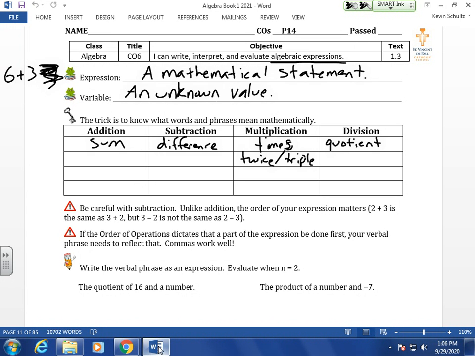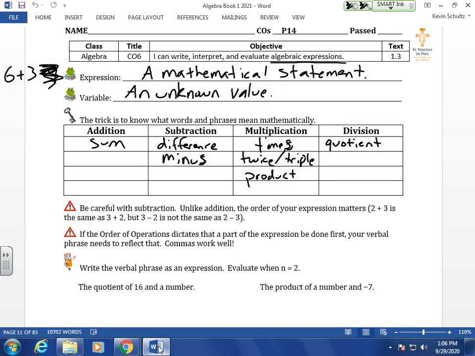Lily. Product for multiplication. Griff. Minus for subtraction. And there's actually two I want to make sure that we talk about with subtraction. So put your hands down for now.